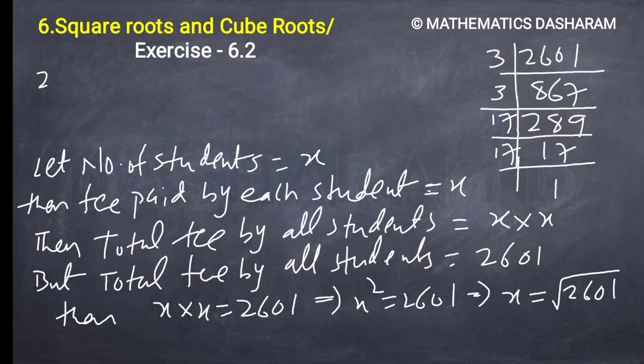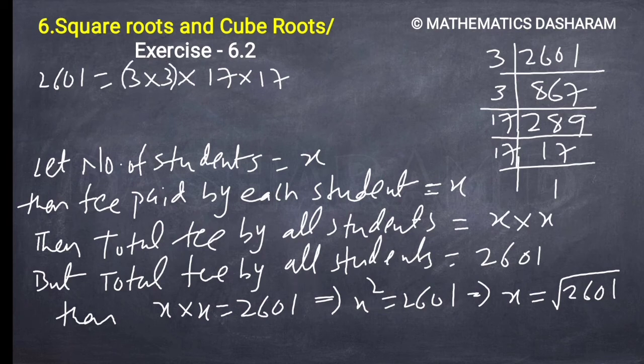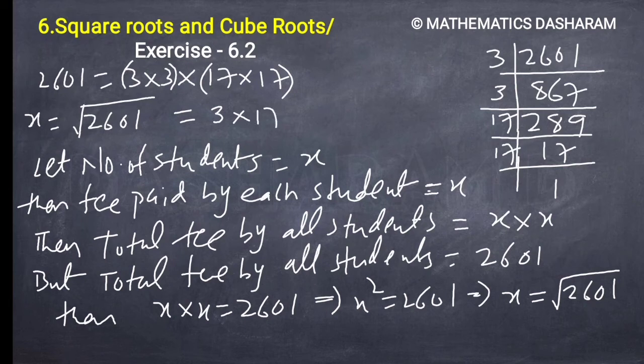So 2601 equals 3 into 3, 17 into 17. 3 into 3 is one pair, 17 into 17 is the second pair. Then x equals under root 2601 equals, from the first pair one number, from the second pair one number, so it is equal to what? 51. So therefore the number of students in the school is 51 students.